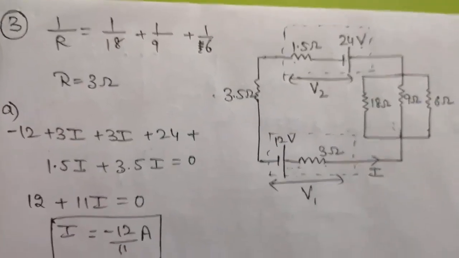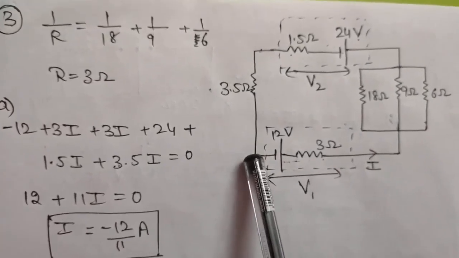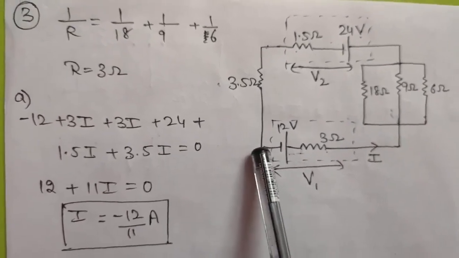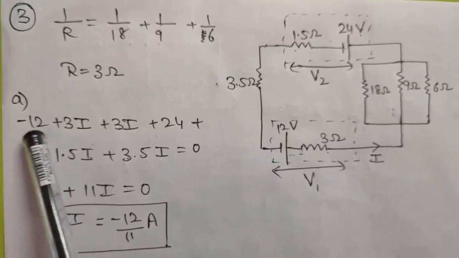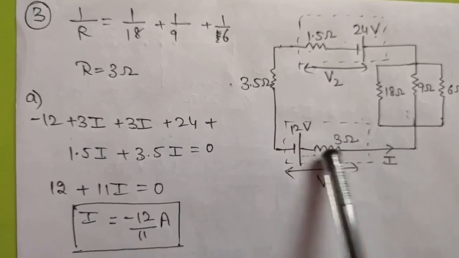Okay, after calculating this, use Kirchhoff's law in this circuit. So if I start from here and I am moving in anti-clockwise direction, so minus 12 plus 3i, if I am supposing I is the current flowing in this circuit, so plus 3i.